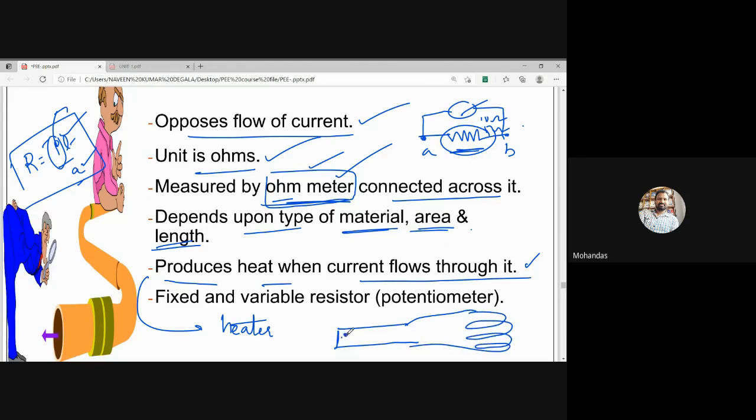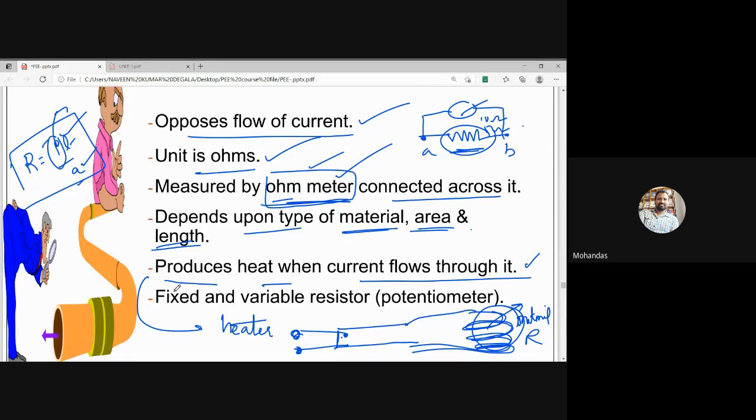And there is a wire which is used to connect to the switchboard. Yeah, it is a material, right? A material which has the property of resistance. When you connect a heater to a switchboard, the current flows through this element, this material, and then heat will be developed.